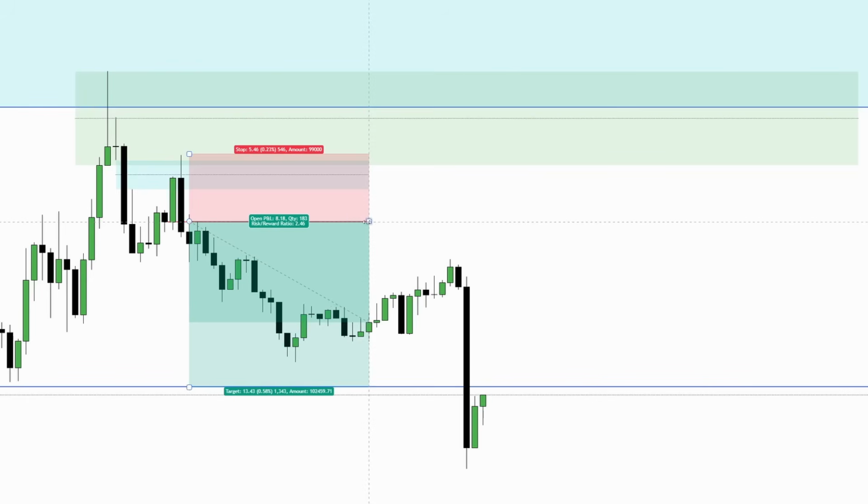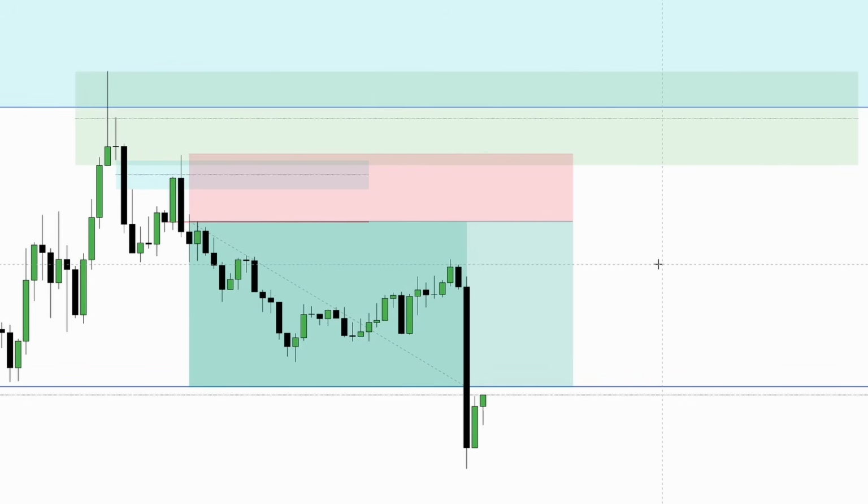This combination forms quite rarely on the chart, but these were 3 basic examples to help you understand the logic and how to work with it.